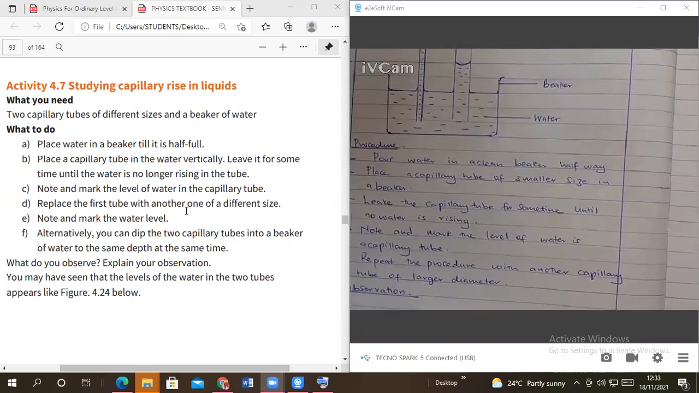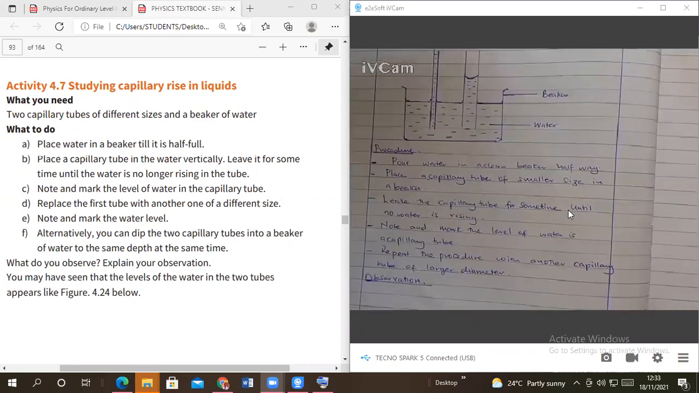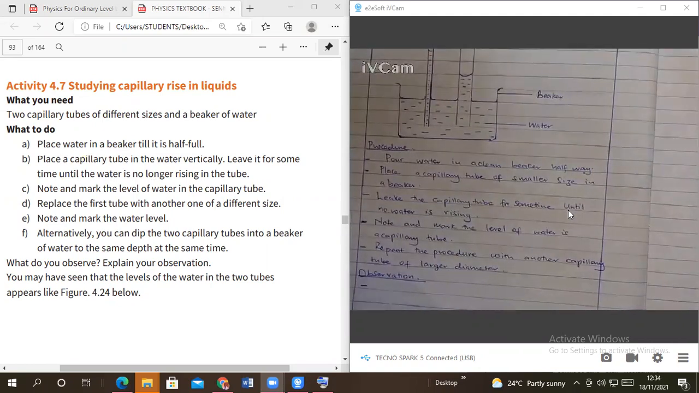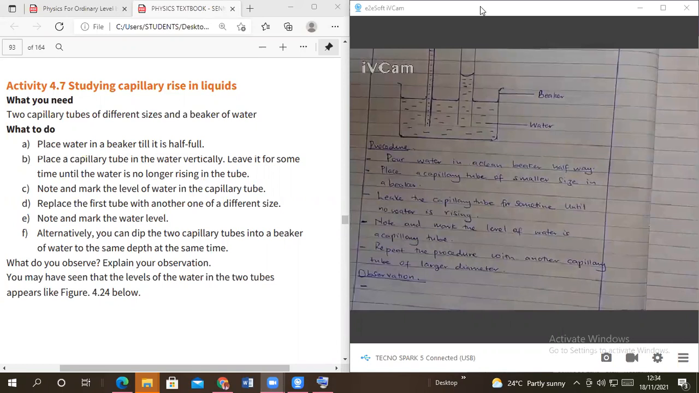But here we are going to write the observation first. So what is our observation? Now this one should come from you. You tell me, what do you observe? What is our observation when you dip those two capillary tubes?